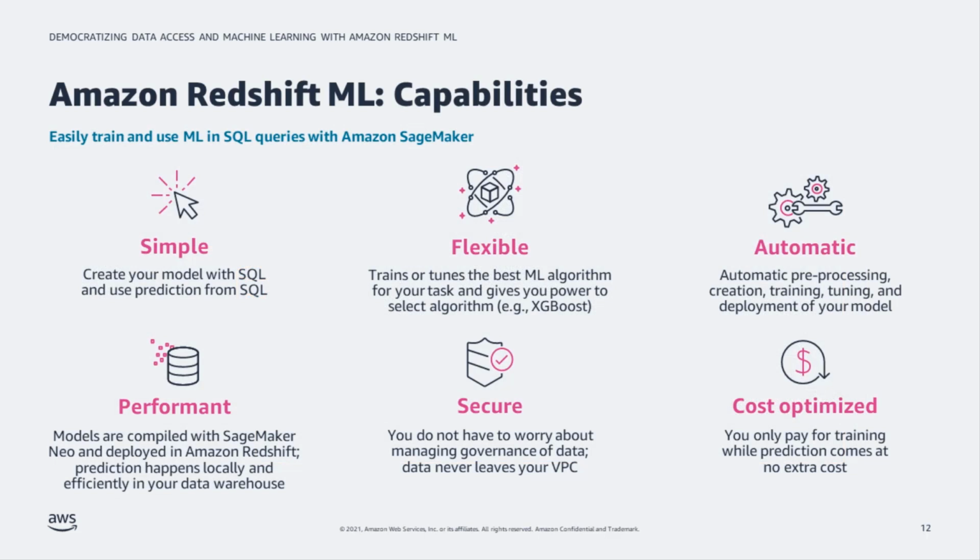Now that you know about how Amazon Redshift ML works, let me talk to you a little bit about its capabilities that help our customers in easily adopting this particular feature. The first and the foremost, it's simple to use. Users can create models, train models, make predictions using simple SQL queries. Users do not have to learn external tools or any of the machine learning languages. And we'll see that in a demo too.